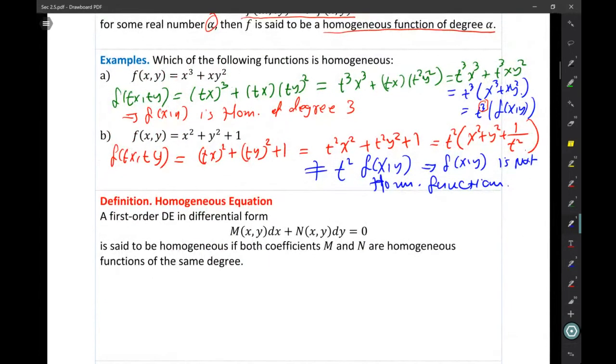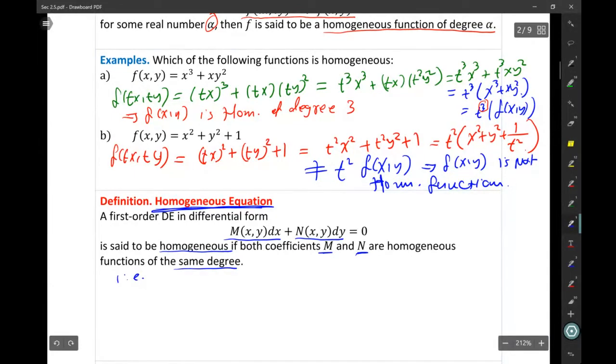طيب نشوف الآن what's the meaning of homogeneous differential equation. A first order differential equation in the form m of xy dx plus n of xy dy is equal 0, I mean m of xy is a function of two variables, n of xy is a function of two variables, is said to be homogeneous if both coefficients m and n are homogeneous of the same degree.